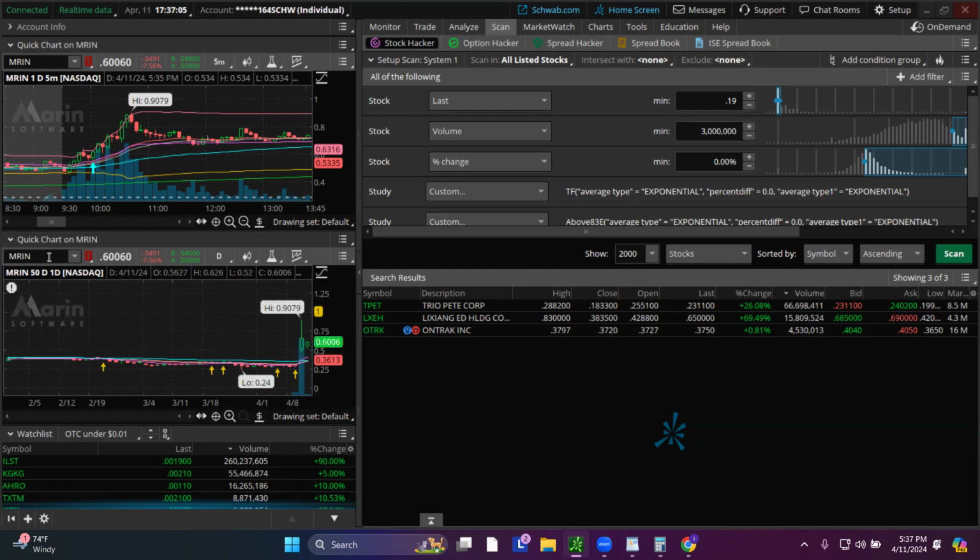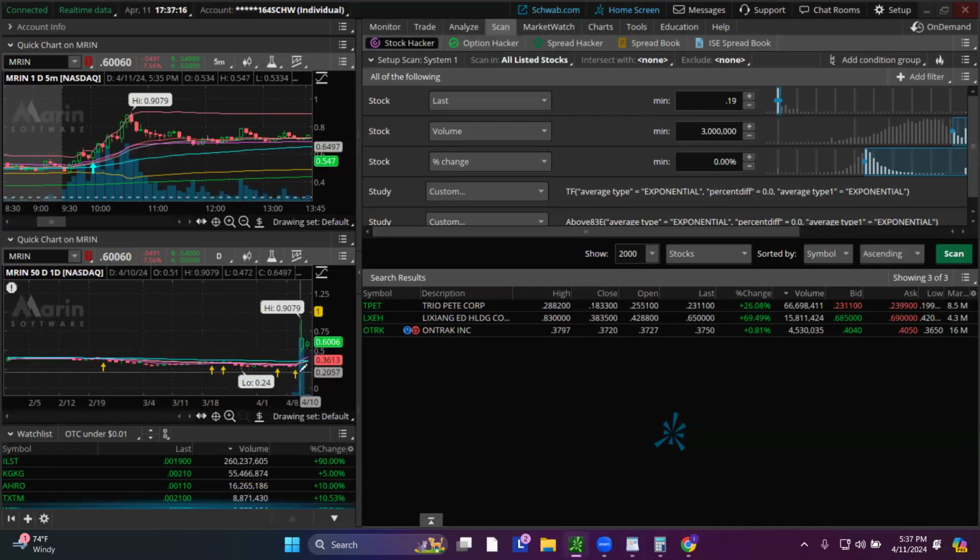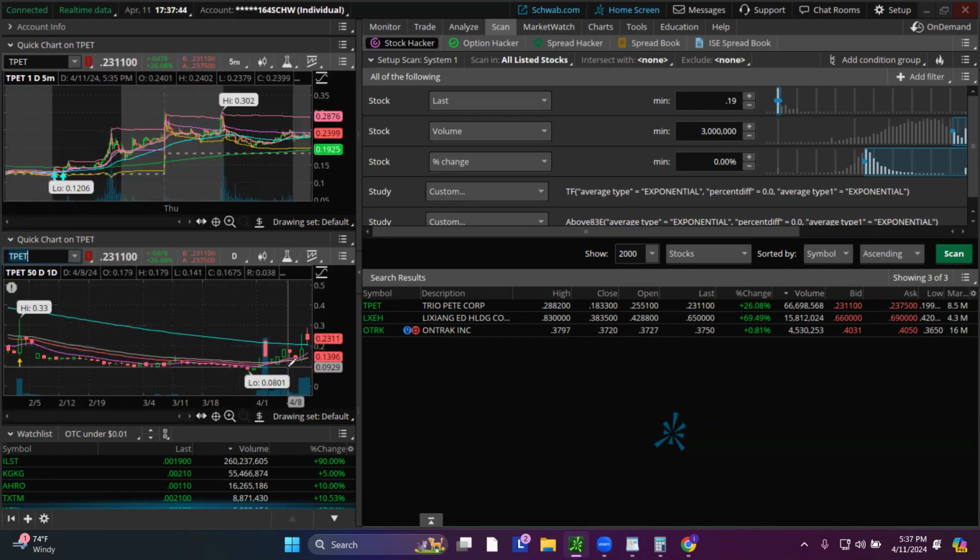A B setup would be if the 83 EMA was above this price, but it still fit everything on the checklist here. And so that's two different setups. And as you know, when you have the same checklist, but you have two different setups, that's where you shift your expectation. And so when I pull up a stock on the scanner and I see that it's gapping above the 83 EMA, I'm going to have the expectation of a move like this type of move. Let's look at, even though these didn't fit, okay, right here.